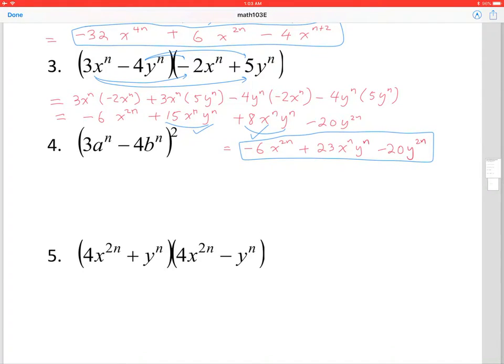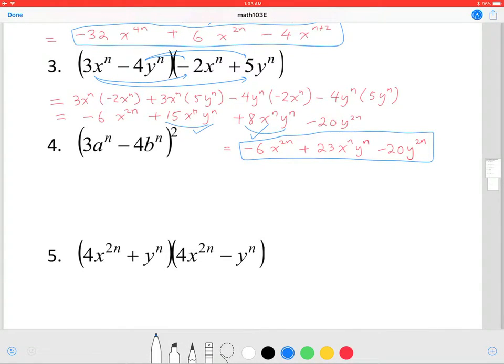Okay, number 4. All right, number 4 problem is a binomial square. And to do that, I'm going to use this formula. Let me choose x, y. x plus y squared is x squared plus 2xy plus y squared. I'm going to use that formula for this problem.